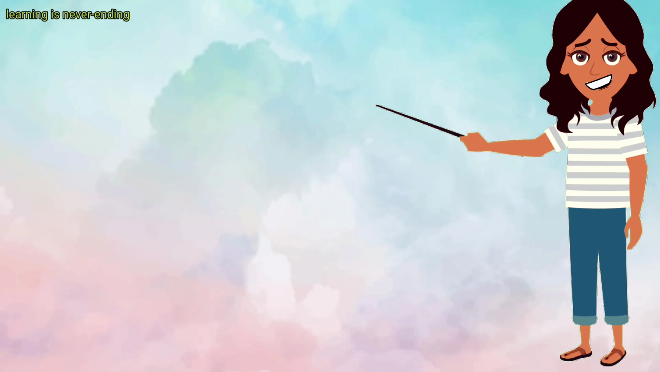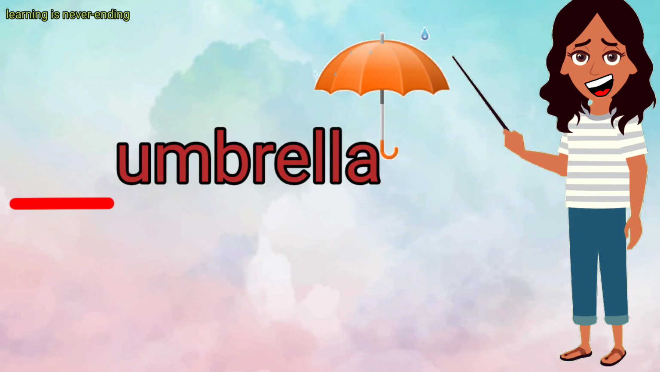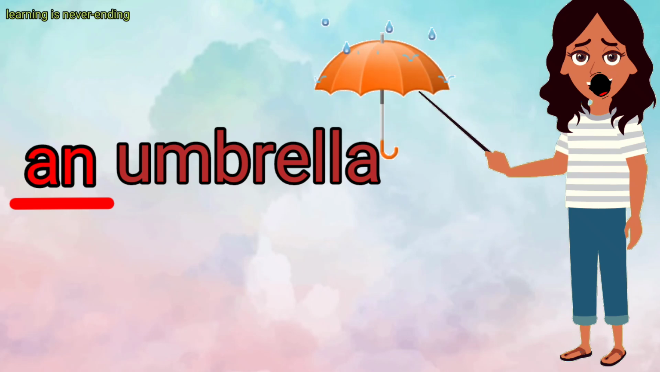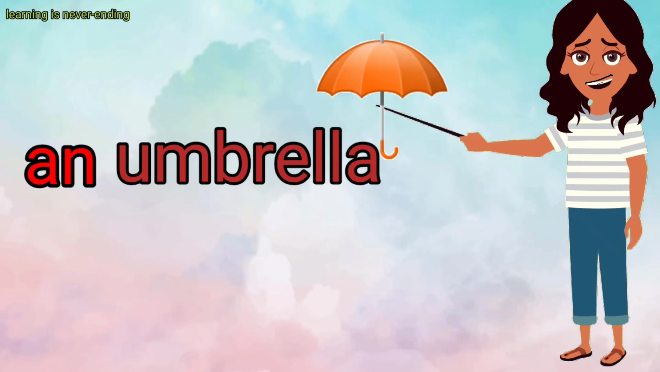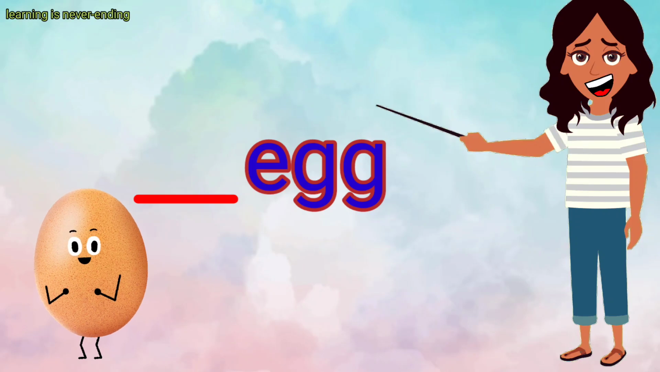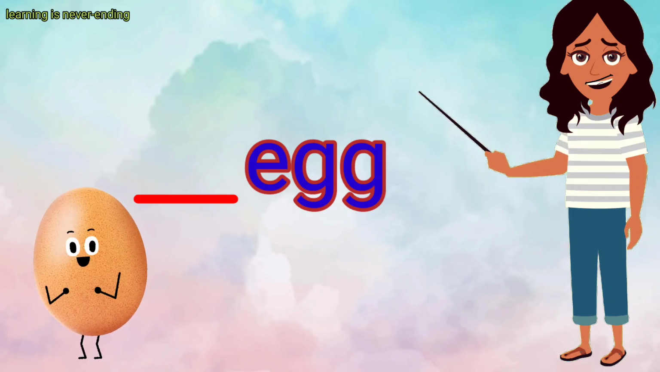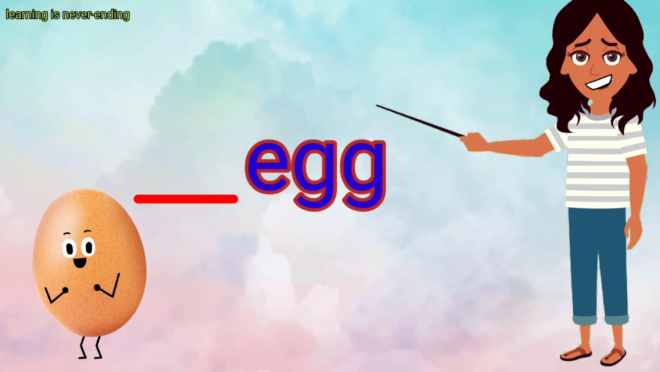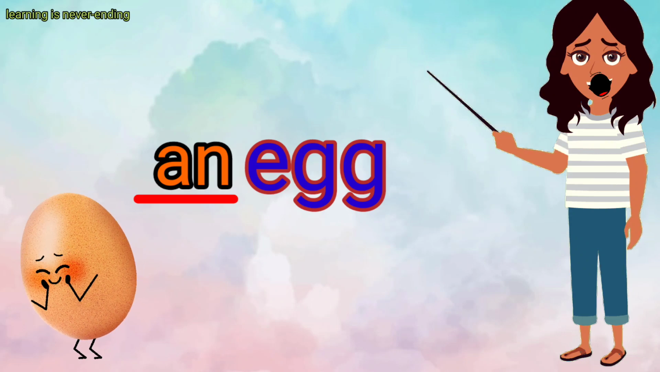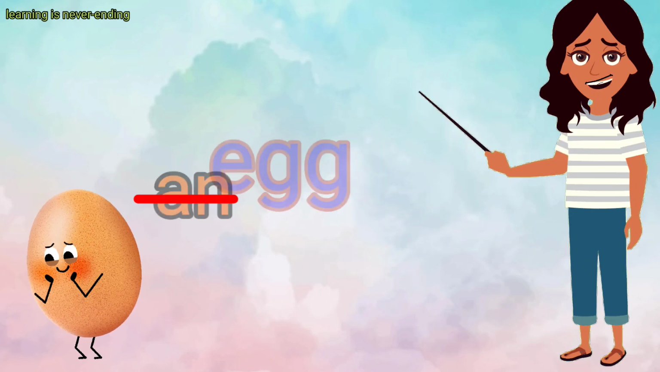Great job. Now please answer. U is a consonant or a vowel? It's a vowel. What will come here? An umbrella. Great. Egg. Egg starts with an E and E is a vowel. So an egg.